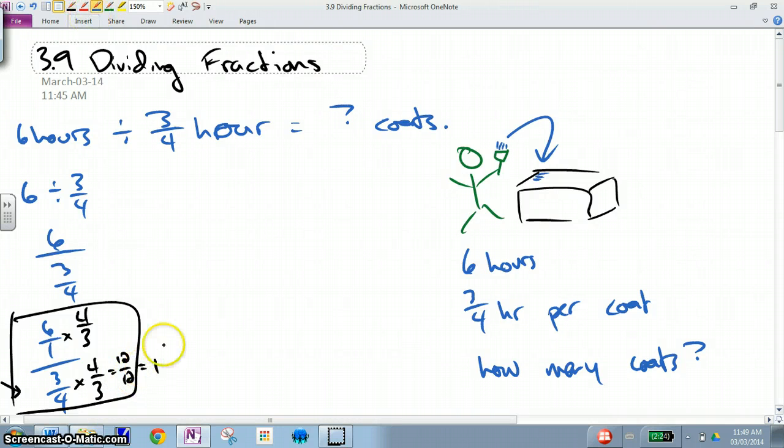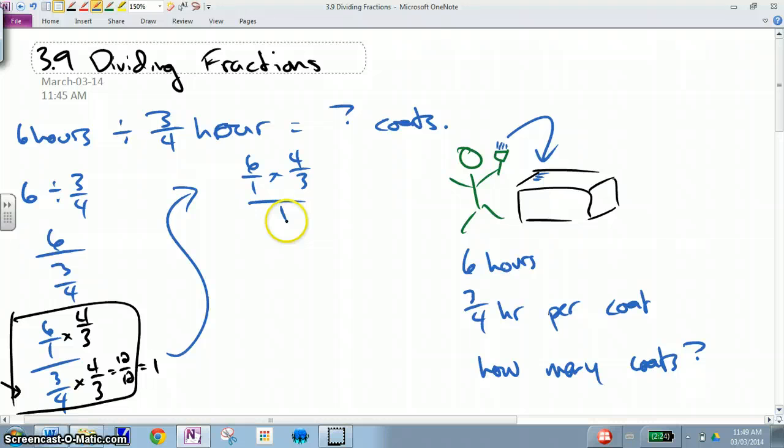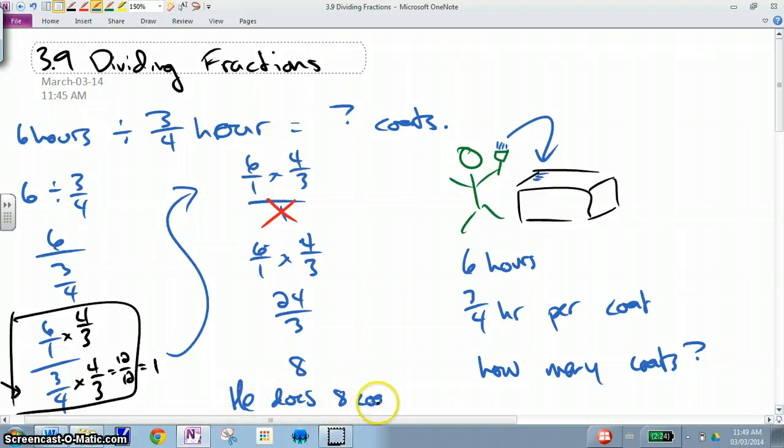So now we've got 6 over 1 times 4/3, all divided by 1, right? And now we can start to ignore that denominator. We're not going to worry about it. Now we're working up here: 6 over 1 times 4/3. We're multiplying. We've got top times top, 6 times 4 equals 24. 1 times 3 equals 3. And that equals 8. So our answer is that he does 8 coats.